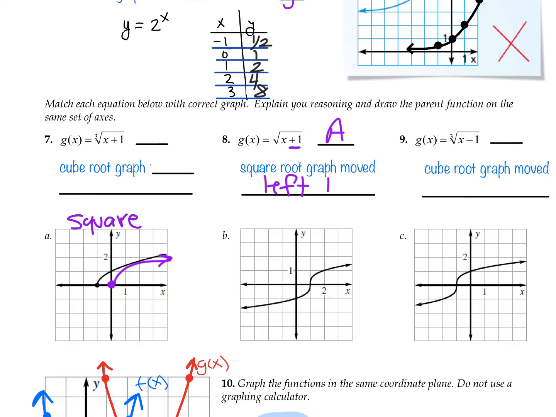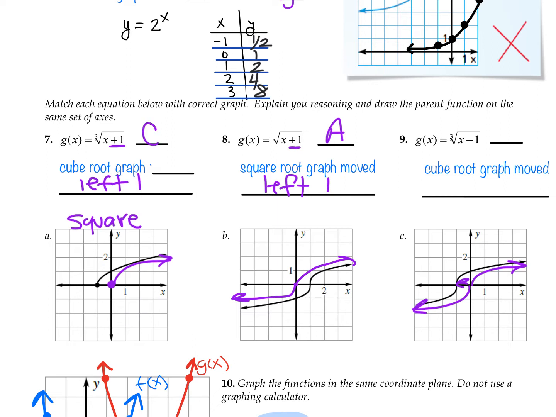So we've got some cube root graphs here. The original kind of looks like this. It's kind of the cubed graph, but sideways. So here we have a +1 in the parentheses, or in the square root, so this would be like moving left 1, so you got to think which of these square root graphs move to the left, or cube root graphs move to the left, and that is this one here. So that is choice C.